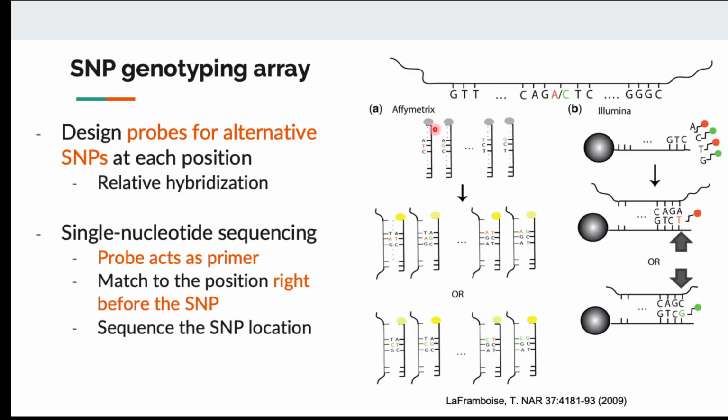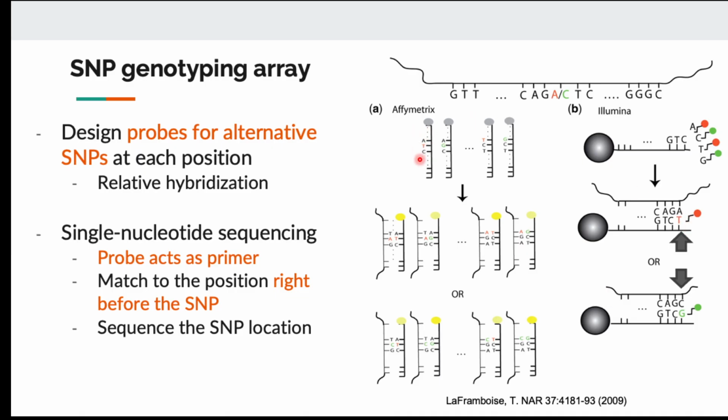all the oligonucleotide sequences they design are the sequence upstream of the SNP location. So their probes basically are going to recognize the DNA all the way right before the SNP location. So you can run the polymerization reaction, just one step, and you can sequence the SNPs. So they will design different primers to target the upstream region of different SNPs, run the polymerization reaction, and look at the signal for each location on the array.